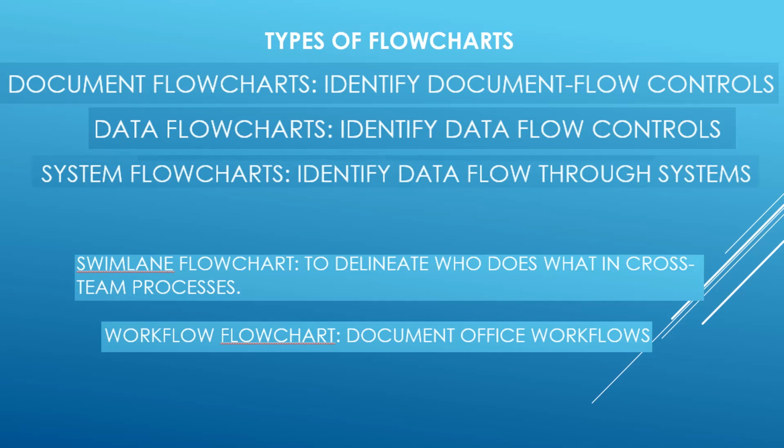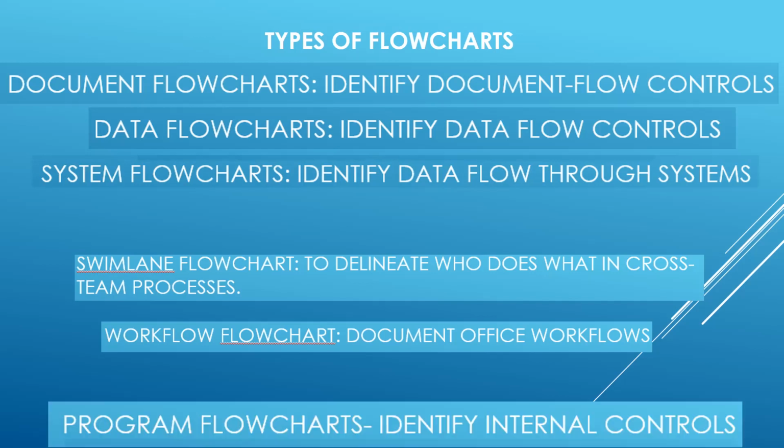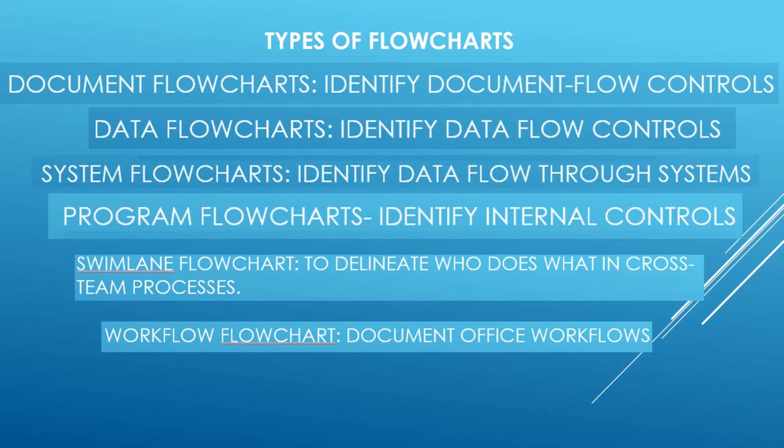System flowcharts. These show the flow of data to and through the major components of the system, such as data entry, programs, storage media, processors, and communication networks. These show the controls placed internally to, program flowcharts. These show the controls placed internally to a program within a system.